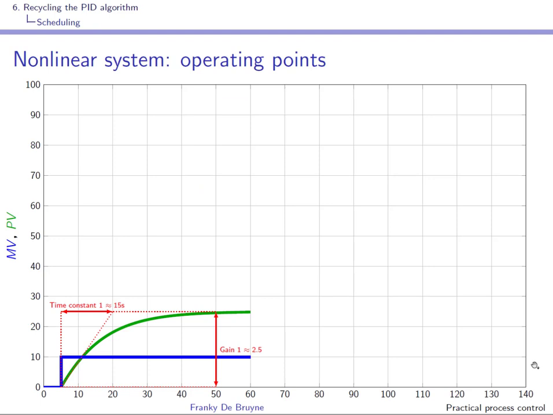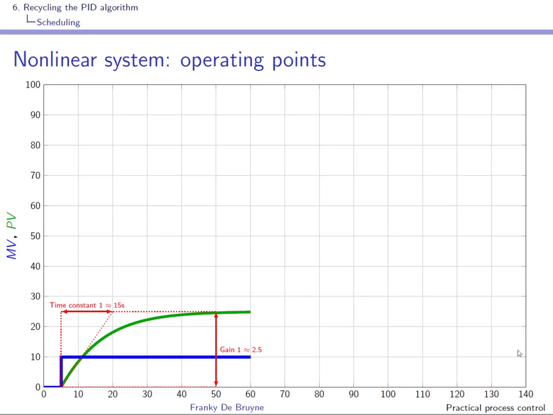In this subsection, we investigate scheduling. Gain scheduling, which means that the controller gain is adapted according to the working point, and controller scheduling, which means that all parameters, gain, integral and derivative time constants, are adapted according to this working point.